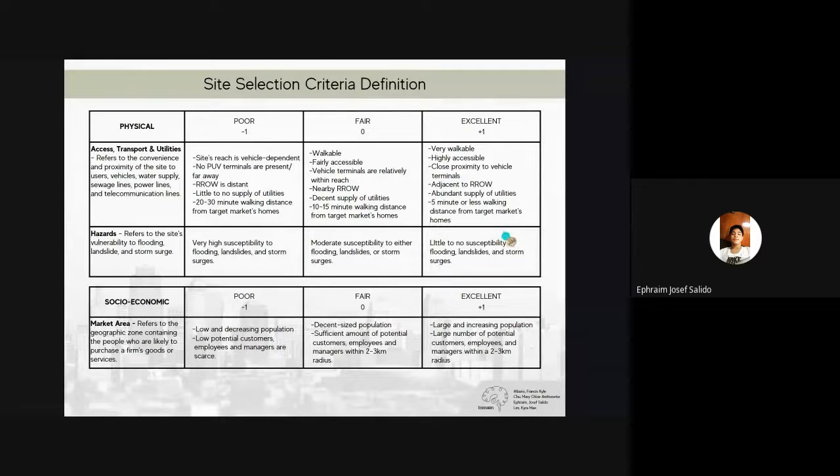Now, for hazards, the site needs to have little to no susceptibility to, in this case, hydrometeorological dangers like floods, landslides, and storm surges. And for market area, the location of the site needs to sufficiently support the growth of the development. The office buildings and the users should be within the 2 to 3 kilometer radius. Now, if the site does not fit or only partially qualifies in these descriptions, it may not get the highest point. Next slide, please.